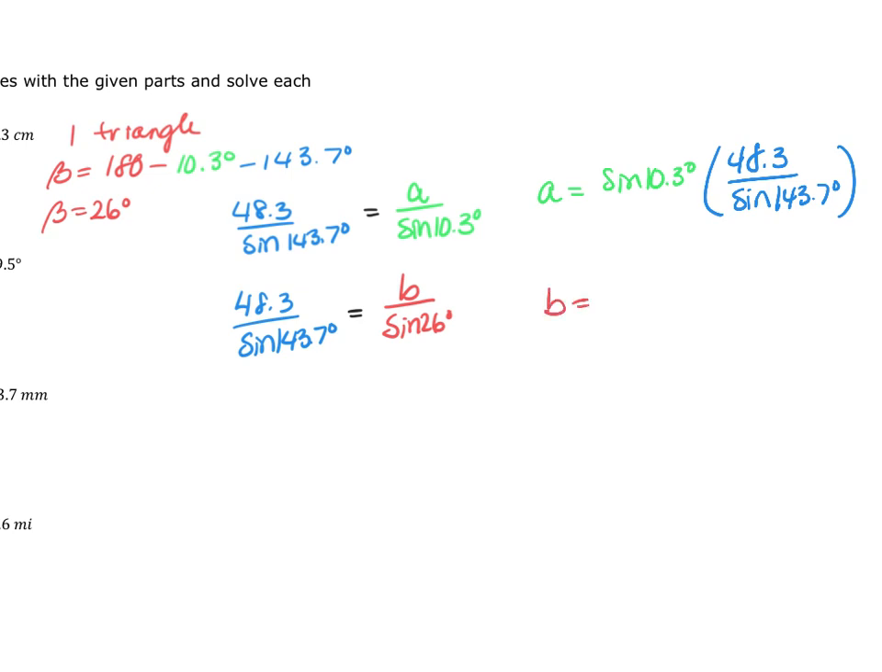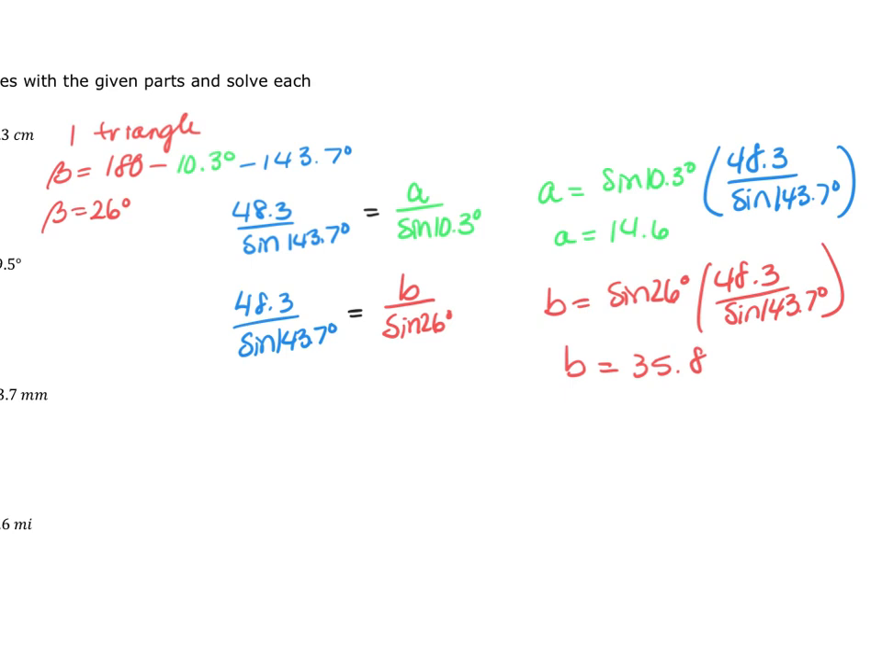Similarly, b is equal to the sine of 26 degrees multiplied by 48.3 divided by the sine of 143.7 degrees. I'm going to put those in my calculator, and for a, I'm going to get 14.6, rounding to one decimal place because that's where everything else is. Similarly, for b, I'm going to get 35.8. And whatever my units are, I have to go back and look. These are centimeters. Don't forget your units.